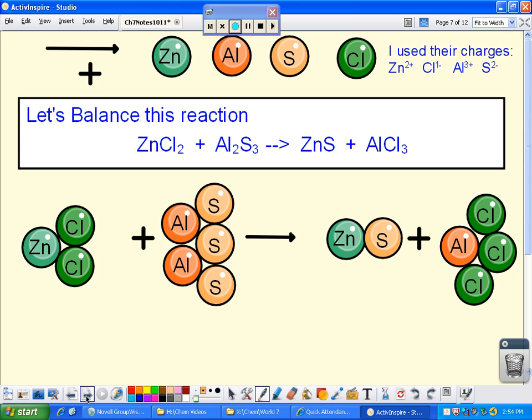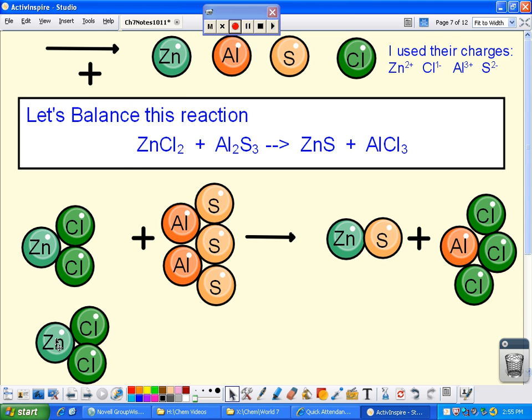Chlorine. This one's going to be hard. This one's got 2 over here and 3 there. So we have 2 chlorines and 3 chlorines. My advice when you have 2 and 3 or something like that is look for the least common multiple. What's the least common multiple of 2 and 3? 6. So we cannot just bring a chlorine down and add it onto here. We need a whole another zinc chloride.